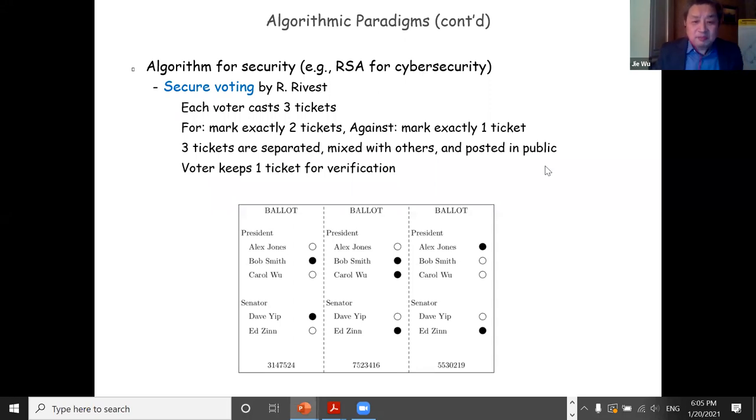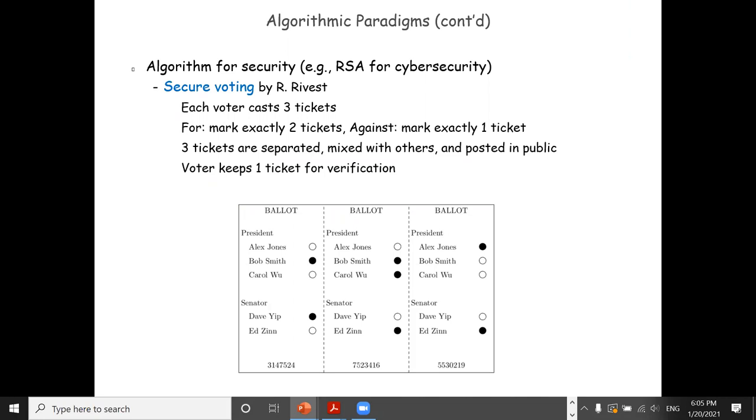You put your vote in an envelope. When the envelope is opened, you don't have any record. So you put all the ballots in one pool, and you count. If someone changed your ballot or miscalculated, there's no way for you to verify. Believe it or not, maybe 10 years ago, a professor from MIT already invented a secure voting scheme. Actually, it turned out to be very simple.